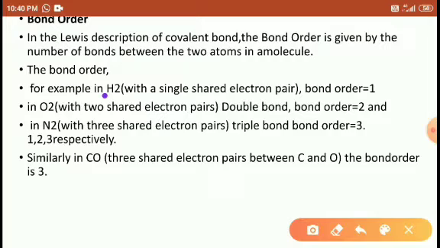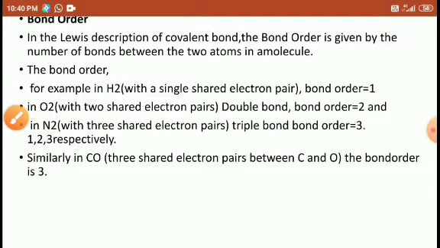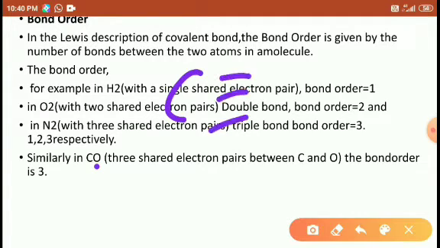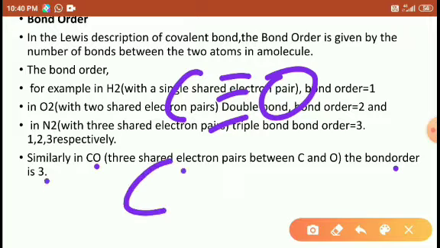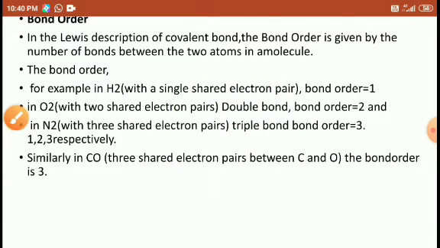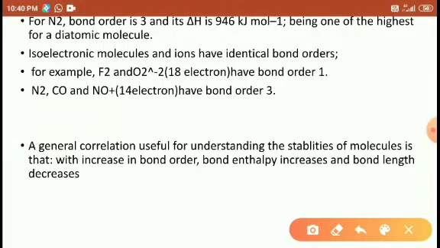In hydrogen, a single pair of electrons is shared, so bond order is 1. In oxygen, two pairs of electrons are shared, so it is a double bond, bond order 2. In nitrogen, 3 pairs of electrons are shared, so it is a triple bond, bond order 3. Right students? Similarly, in carbon monoxide, 3 pairs of electrons are shared, bond order is 3. If 2 pairs are shared, bond order is 2. So nitrogen bond order is 3, its enthalpy is 946, as we already discussed. It is one of the highest among diatomic molecules.